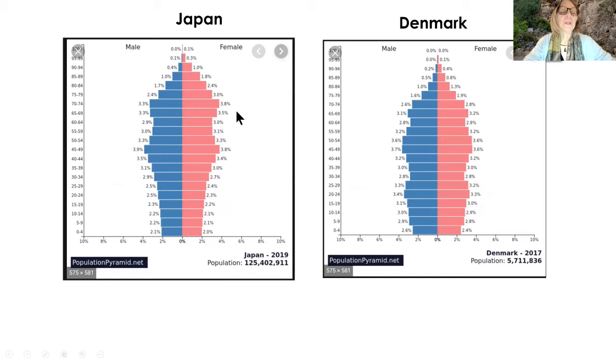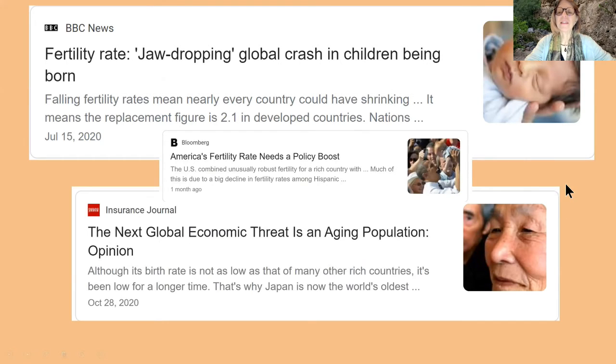Big group of people moving toward the top and a very small group of people coming in to replace them. This has not gone unnoticed. This was July 15th, 2020, fertility rate. This is BBC News: jaw-dropping global crash in children being born. Bloomberg a month ago said America's fertility rate needs a policy boost. Insurance Journal: the next global economic threat is an aging population.